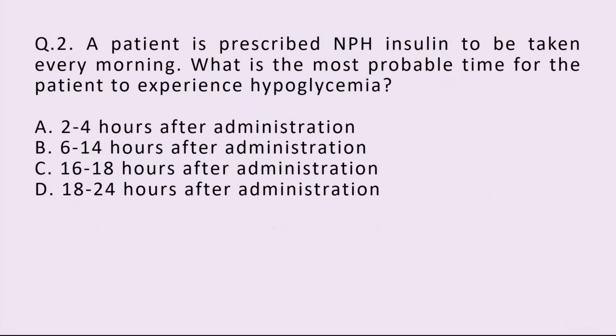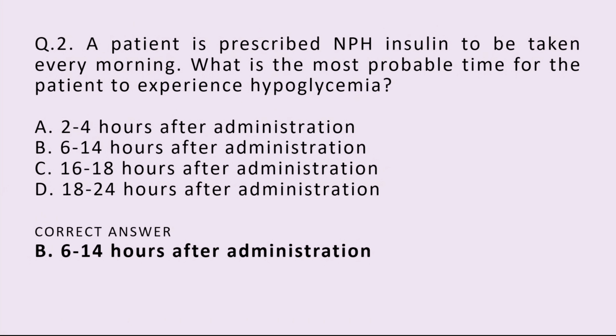Next question. A patient is prescribed NPH insulin to be taken every morning. What is the most probable time for the patient to experience hypoglycemia? Option A 2 to 4 hours after administration, B 6 to 14 hours after administration, C 16 to 18 hours after administration, and D 18 to 24 hours after administration. Correct answer है इसका 6 to 14 hours after administration.